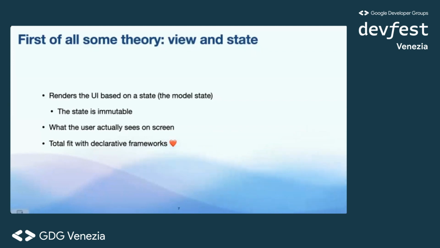You can understand that, like we said at the beginning, this is perfectly fitting with the declarative UI. So think about Jetpack Compose or SwiftUI, where we are just thinking about what we are representing and not how, like in imperative frameworks. So it is totally a match. Let's go on.